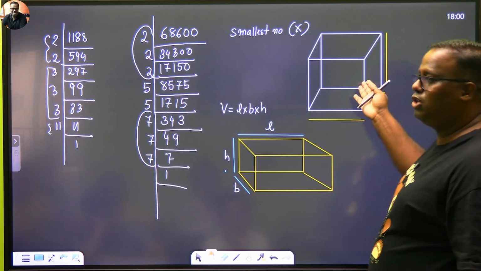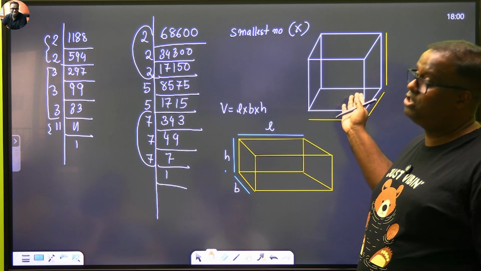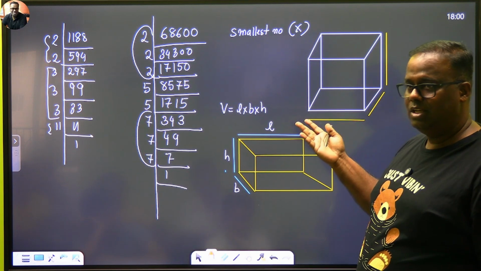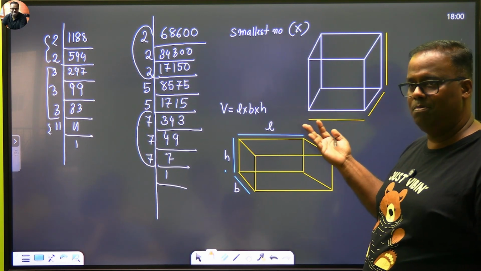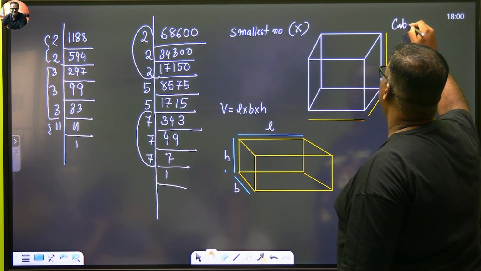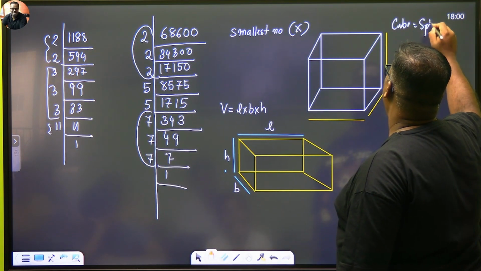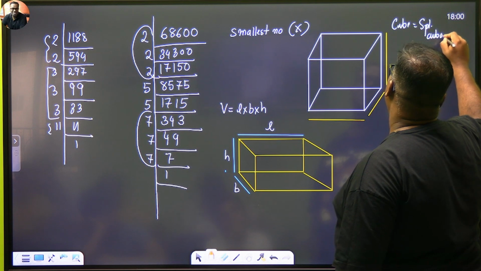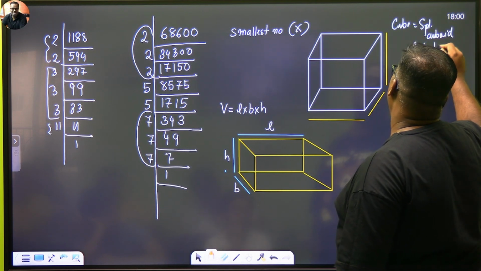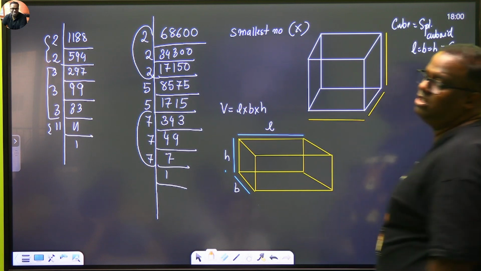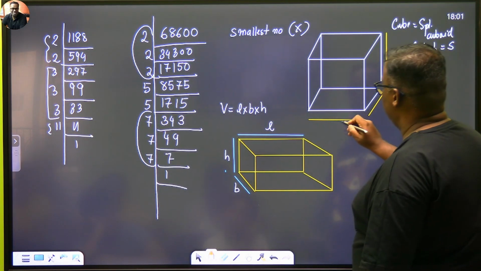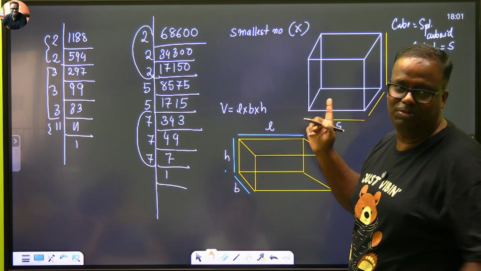Now, is this a cuboid? Yes, it's a special cuboid where the length, the breadth, and the height are all the same. So this is a cube. A cube is a special cuboid. In this special cuboid, my length equals the breadth equals the height, and so I give it a new name called side. So, S cube.